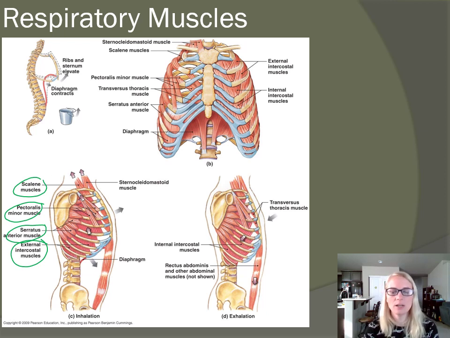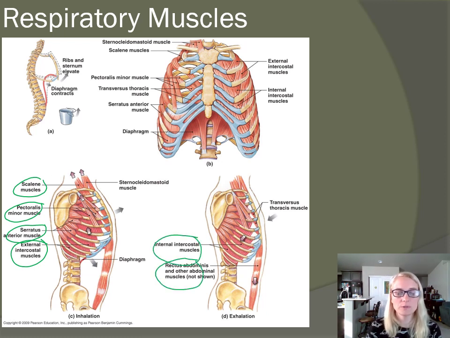For exhalation, there are some muscles that we aren't familiar with and some that we are. Your rectus abdominis and internal intercostals, we've seen those before. Those kind of pull down on your rib cage. One that was not on our muscle list is called the transversus thoracis. Those help to pull down on your ribs closer to the sternum. You can see those here in this anterior view, these little guys pulling down on the ribs.